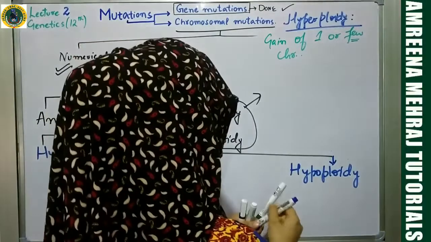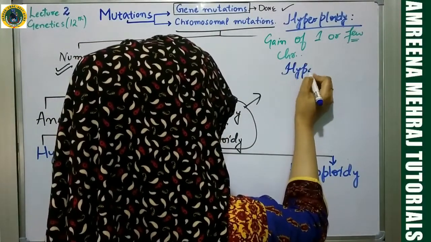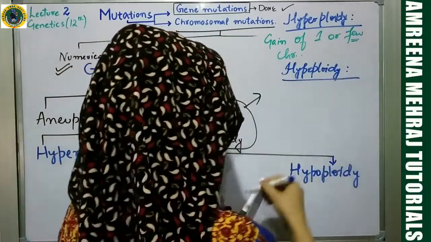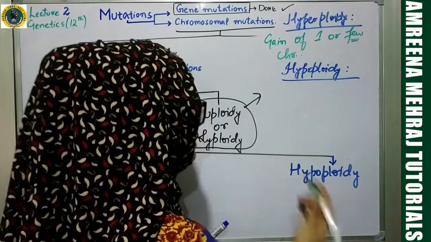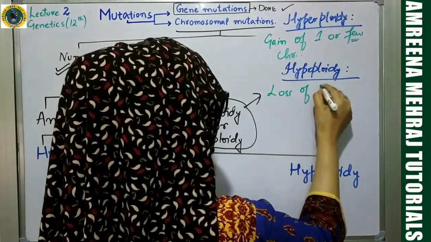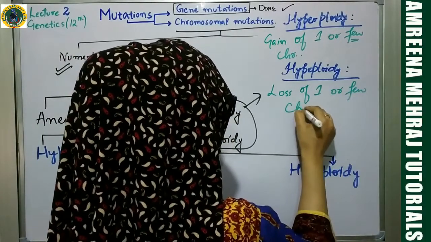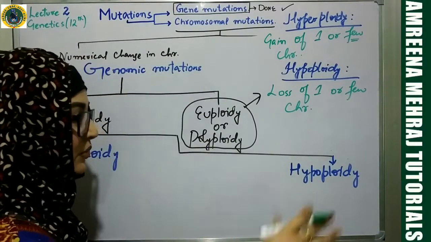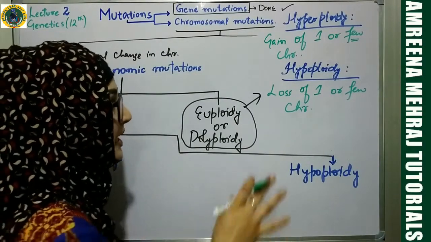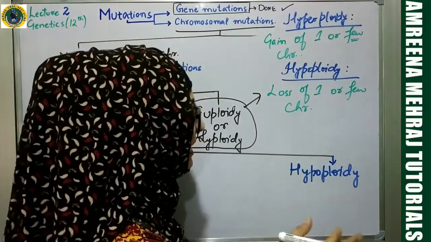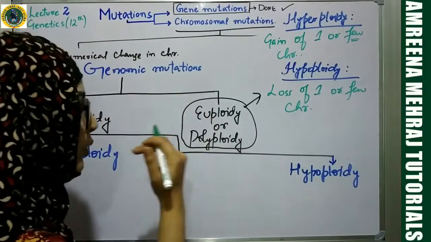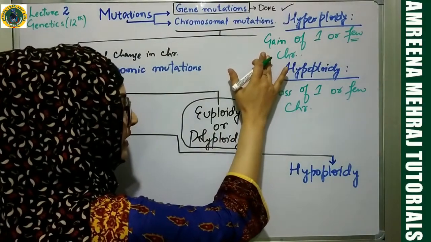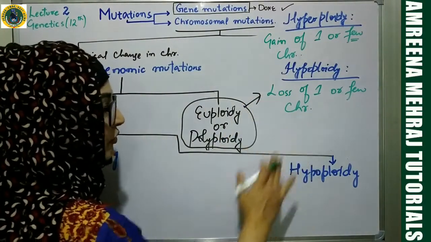Similarly, if somebody asks you what is hypoploidy, you can guess yourself. Will it be gain or loss? It will be loss of one or few chromosomes. So you don't need to be a rote learner memorizing definitions. Try and think about the words. In biology, a lot of the meaning is hidden in the words, and if you follow some sequence, you automatically understand the definitions also. So in hyperploidy, you have gain of chromosomes. In hypoploidy, you have loss of chromosomes.